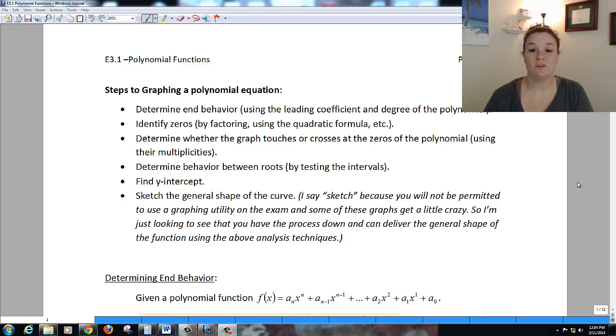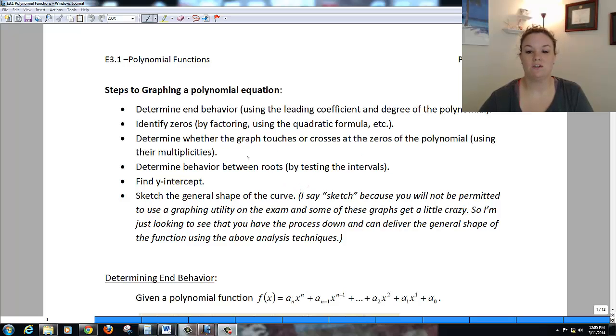Okay, so we're going to go over 3.1, which is polynomial functions, which are functions that are not necessarily quadratic. They can be higher order, so they're not one of the parent functions that we've already gone over. Okay, so here's our steps to graphing a polynomial equation.